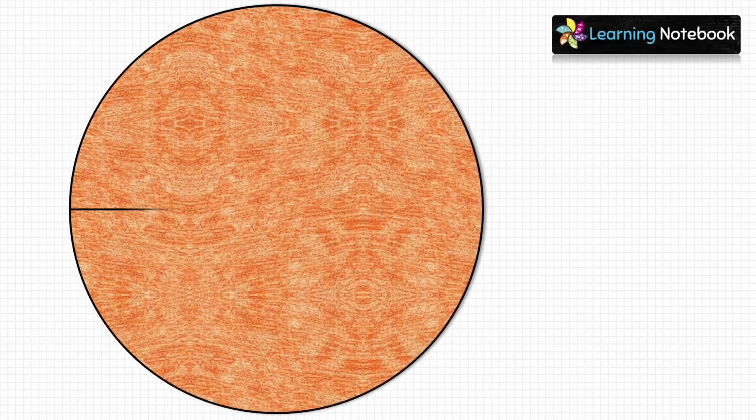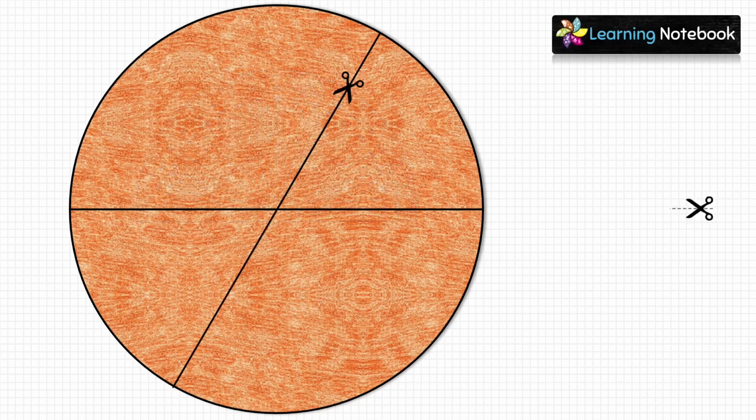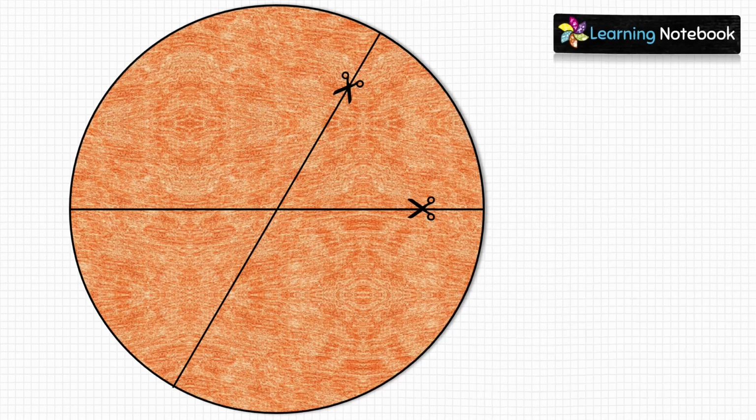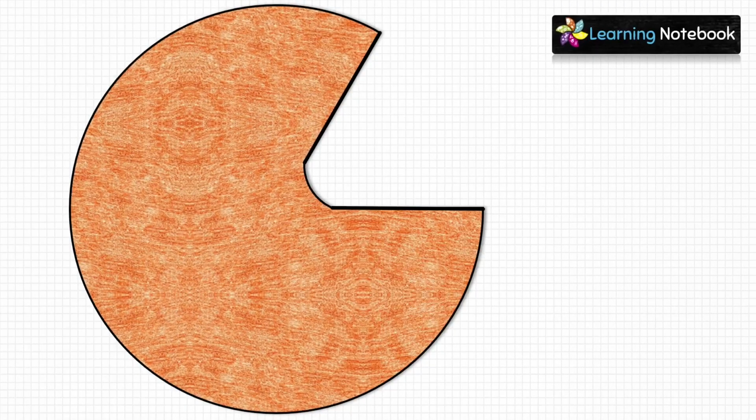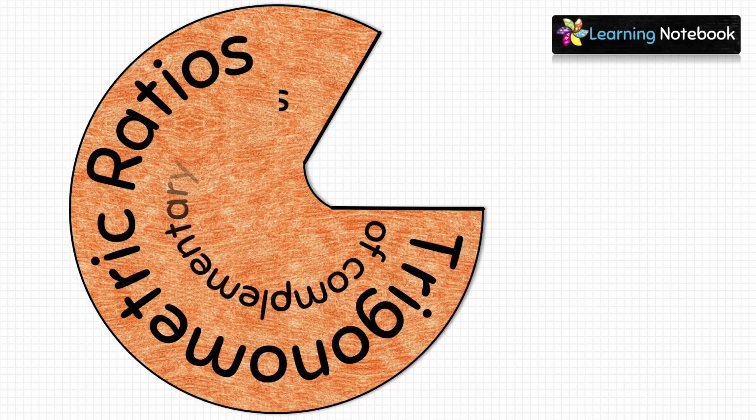Now, let's take the orange circle and we will draw and cut out an angle of 60 degrees from it using a protractor. Students, do not cut till the center of the circle. So this is how it should look after cutting the angle of 60 degrees. Then write a heading of the project on it: trigonometric ratios of complementary angles.